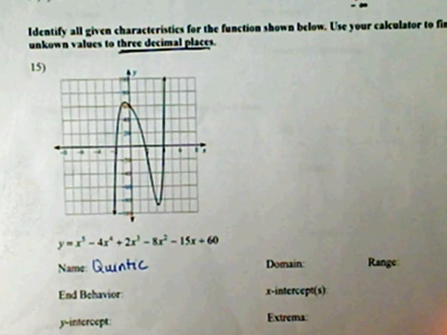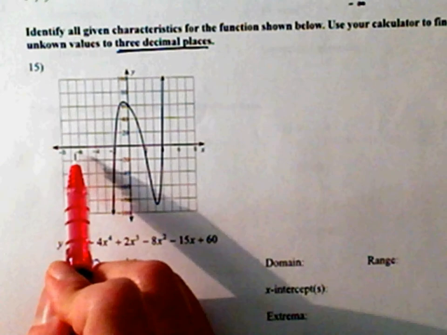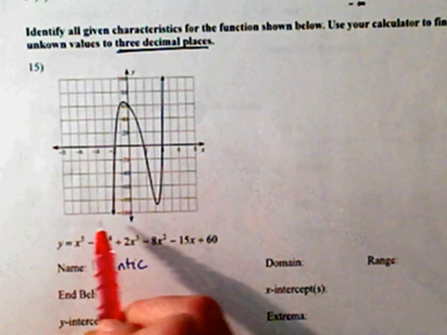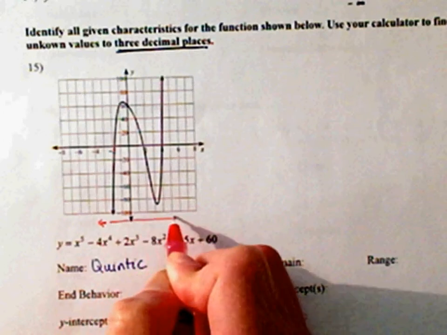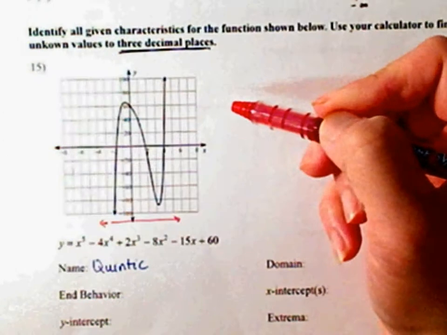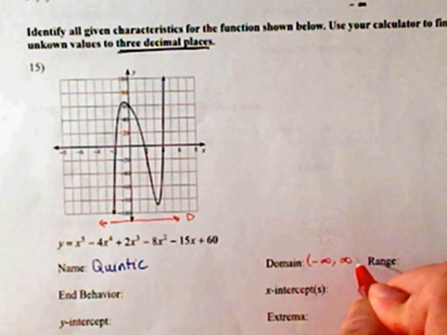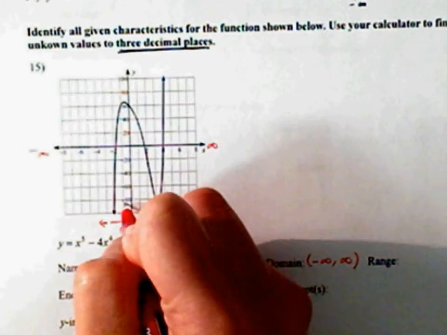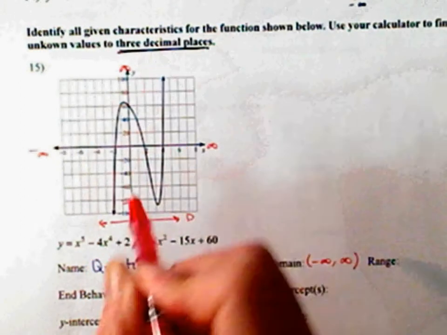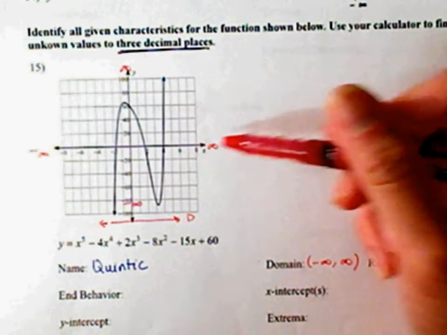Next, your domain. Far left to far right. How far left did this go? It started over here and it continued over here. Notice the arrow? So your domain is negative infinity to positive infinity. Here's negative, here's positive. Just because your graph stops at 8 doesn't mean it ends at 8. This graph continues forever. A plane goes on and on and on.